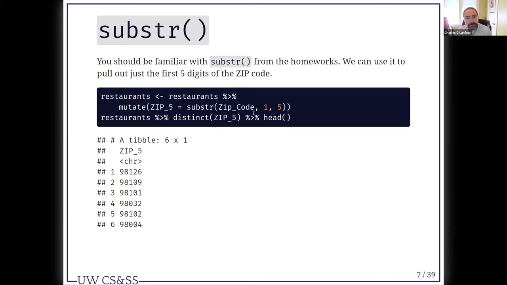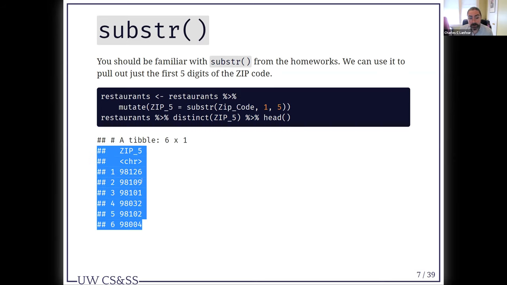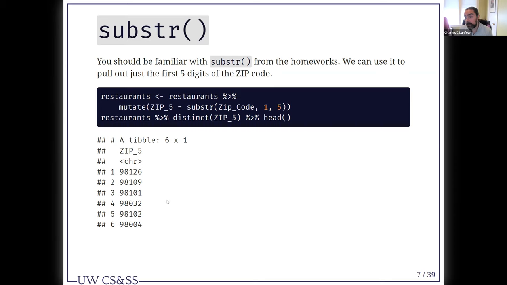Okay. So I can now say, take the restaurants data and then get distinct five-digit zip codes and look at the first six. And I can see here, there's no greater than five-digit zip codes in here. The previous one, longer than five-digit zip code, I think was in the first five. So you'd see it here if it was still there. Okay. So substring is good for chopping up some string into smaller portions. You can use it for some fairly advanced stuff like we did in the lab on Monday.